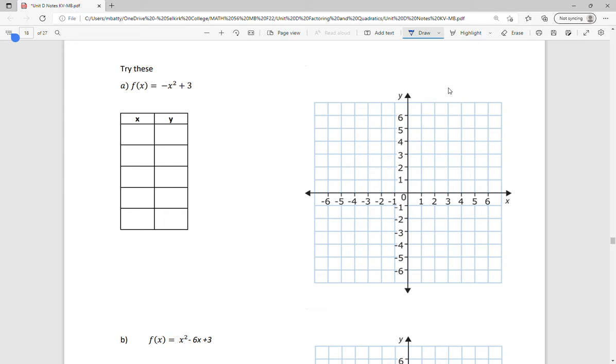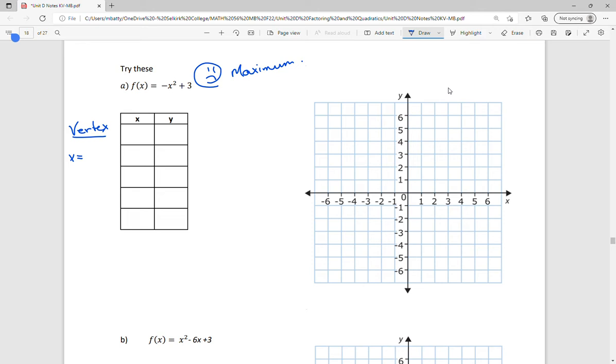So I'm going to start by deciding, is it going to be a happy face or is it going to be a sad face? This is going to be a sad face because I have a negative out there. I would have a maximum in this parabola. I'm going to start by figuring out my vertex, or at least the x of my vertex. The x of my vertex is going to equal -b over 2a.